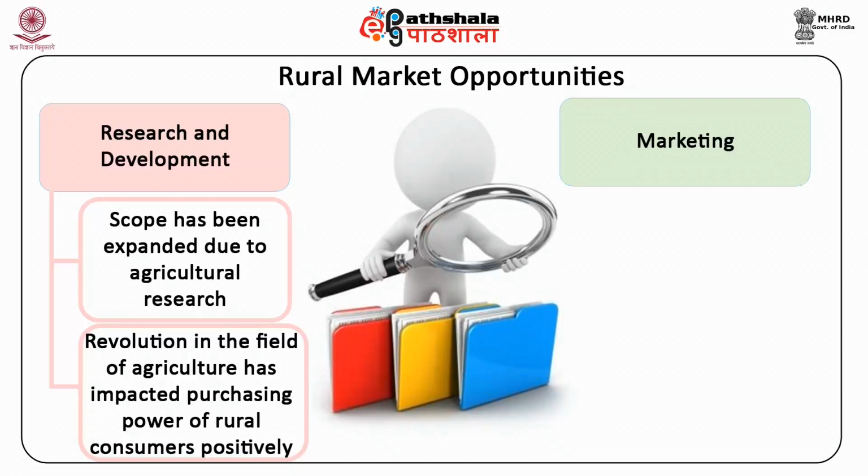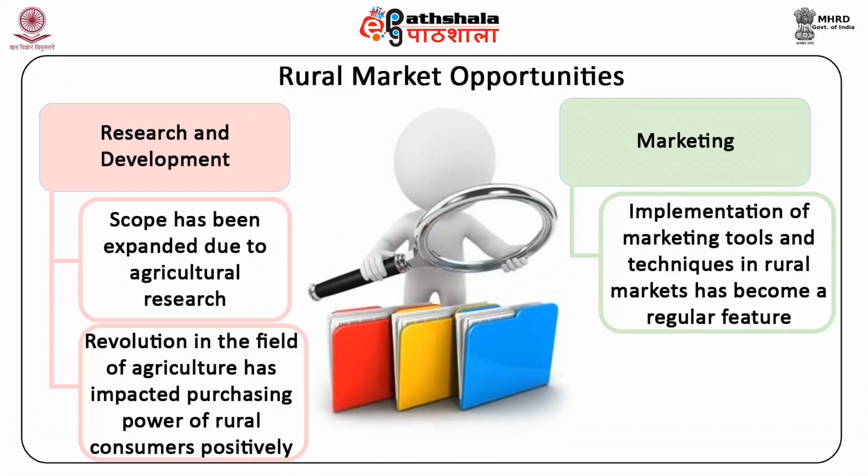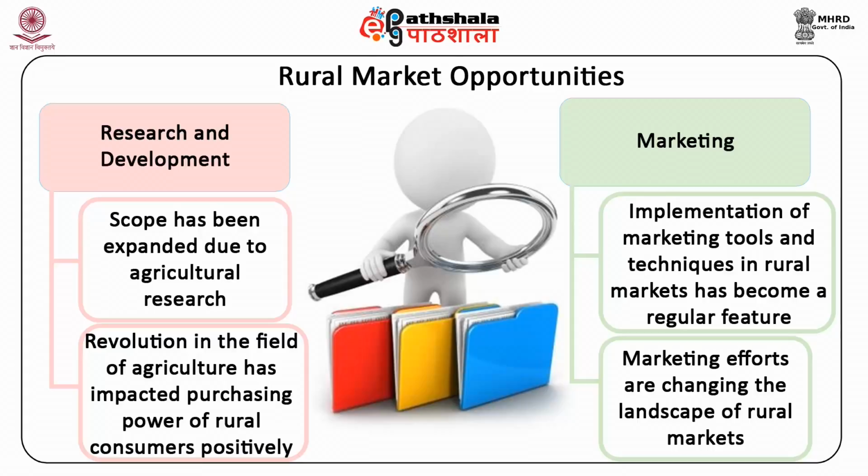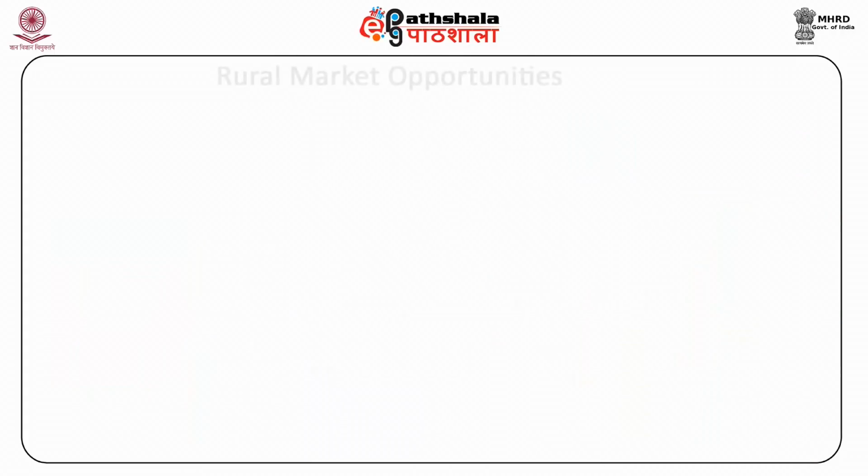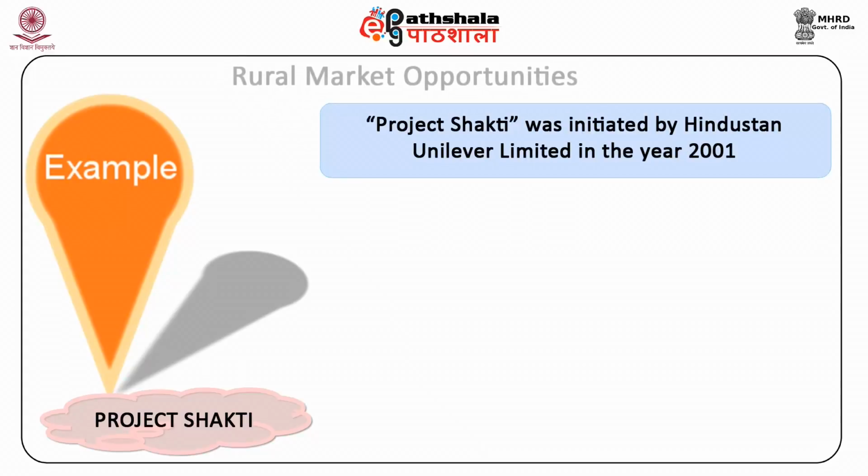11th reason is marketing. Implementation of marketing tools and techniques in the rural markets has become a regular feature now. With the saturation in urban markets, several multinational corporations such as Hindustan Unilever Limited, LG Electronics, Godrej, Philips, etc. have forayed into the rural markets with emphasis on making the products affordable, available, acceptable, and increasing the awareness of the rural consumers. Such marketing efforts are changing the landscape of rural markets. One of such efforts, named Project Shakti, was initiated by Hindustan Unilever Limited in the year 2001.